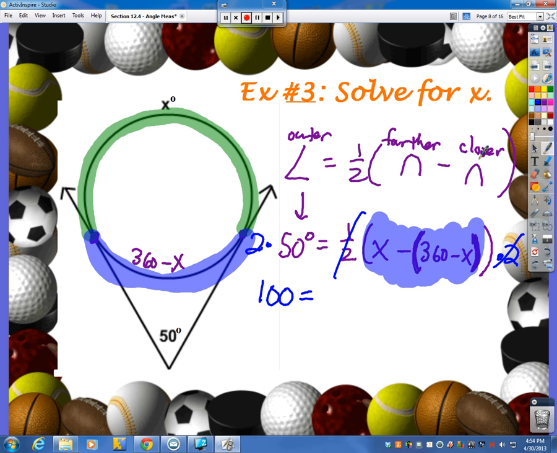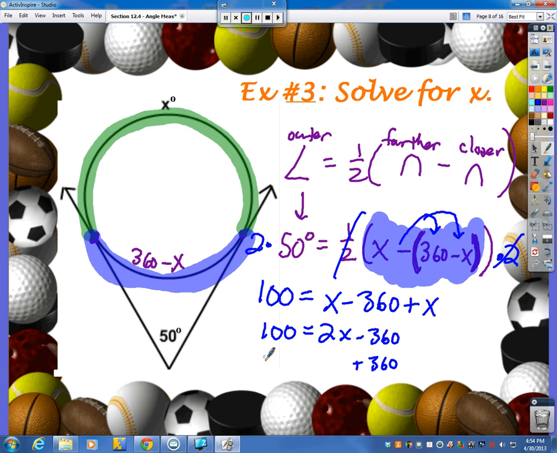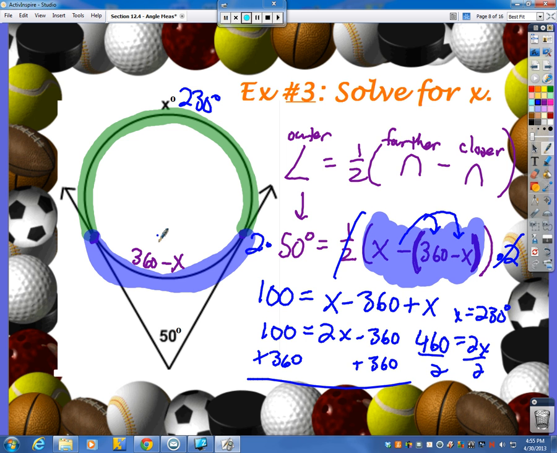Again, you're going to treat this minus sign like it's a -1, and we're going to distribute -1 to both of those terms. So we have minus 360 minus a negative x, which turns it into a plus x. So we have 100, and then x plus that x makes 2x minus 360. Let's add the 360 over. So we've got 460 equals 2x. Divide by 2, and x is 230 degrees, which means this guy down here needs to be the other 130.